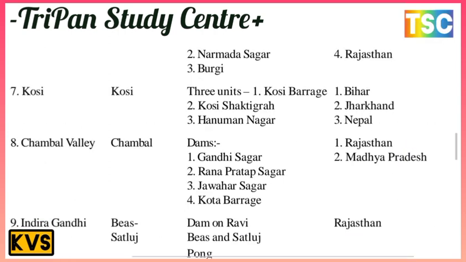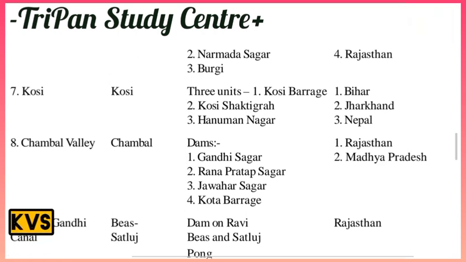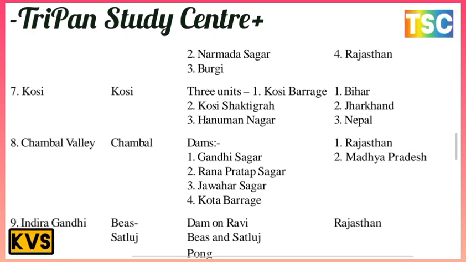Next, Koshi. Koshi is the river name, and the important beneficial states are Bihar, Jharkhand, and Nepal. Next, the Chambal Valley. Chambal is the river name. The dam names are Gandhi Sagar, Rana Pratap Sagar, Jawahar Sagar, and Kota Barrage. These are the most important dams here, and the beneficial states are Rajasthan and Madhya Pradesh.